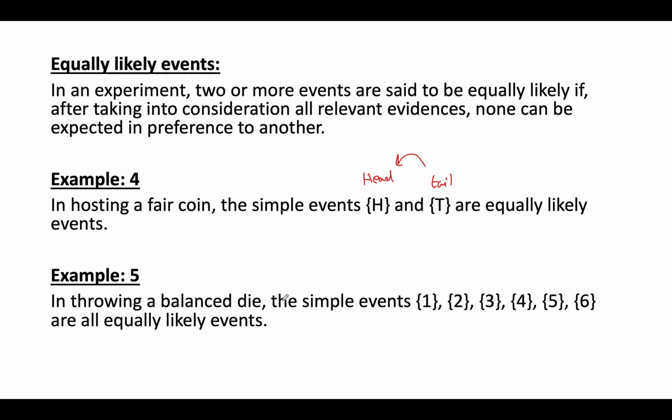Also, in throwing a balanced die, the simple events 1, 2, 3, 4, 5, 6 are considered equally likely events, because if I get 2, then I am not able to get any other number, only one at a time.